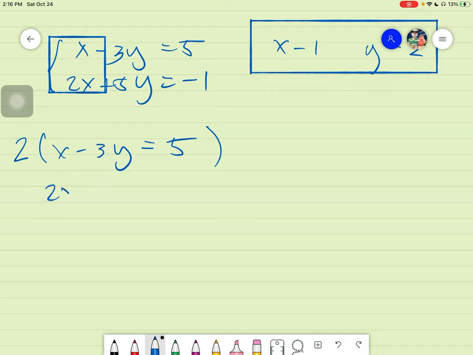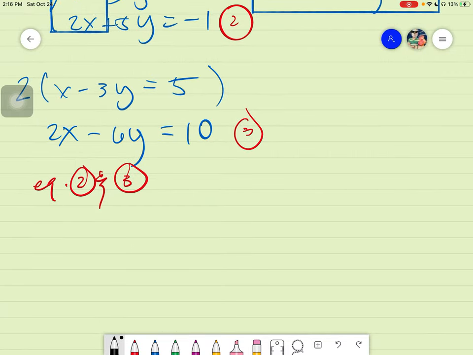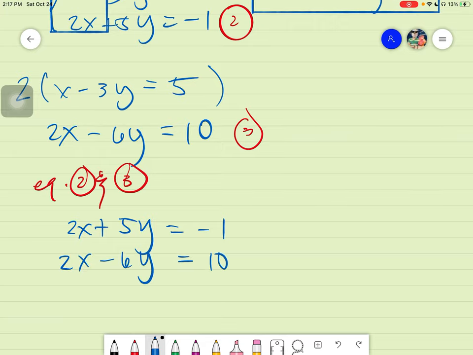So this will become 2x minus 6y equals 10. This is our equation number 3. Equation 1, 2, and 3. Then we will use equation 2 and equation 3. Okay, list it down. So this would be 2x plus 5y equals negative 1. And then we have 2x minus 6y equals 10.